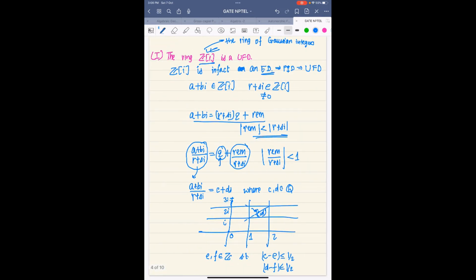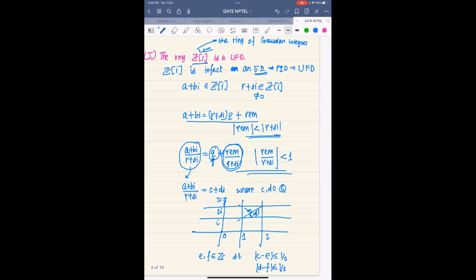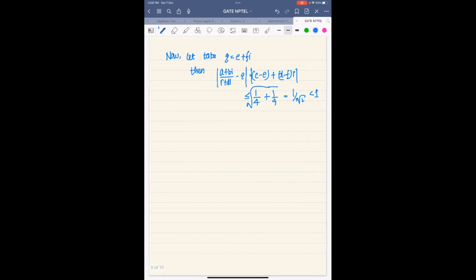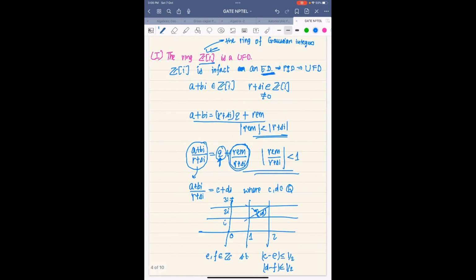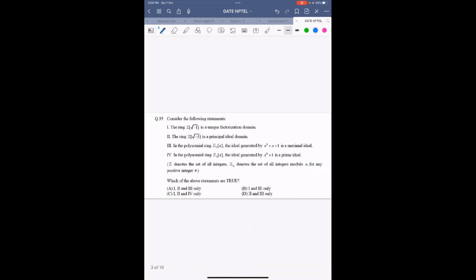So basically we are done. We have proven that this is a Euclidean domain. We have produced a Q such that this term has absolute value less than 1. And as I said before, once we prove Euclidean domain, it implies PID, and that implies UFD. So the ring of Gaussian integers is a UFD. So this is true.